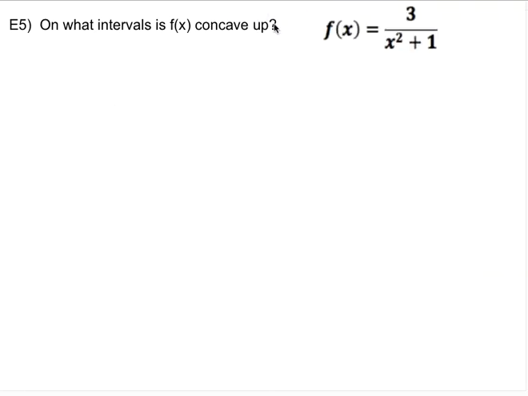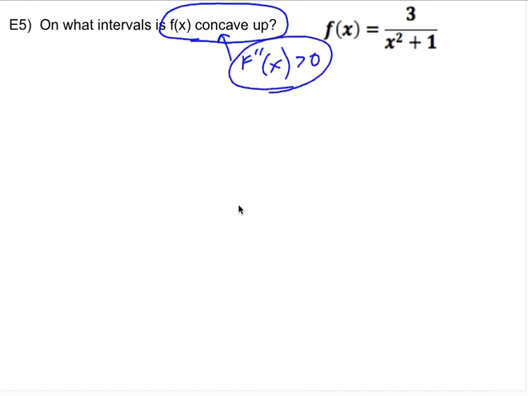Cool. So your brain should take this information and translate it to f double prime of x is greater than 0. That's what you need, right? You need f double prime of x to be greater than 0. So your job is to now differentiate twice, and then from that function that has been differentiated twice, make a sign chart and figure out when f double prime is greater than 0.